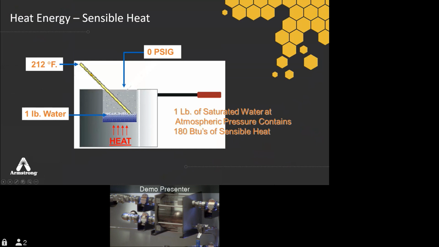Now, we have a simple pot of water in our slide and 1 pound of liquid in the pot. As we raise our temperature from 32 degrees Fahrenheit to 212 degrees, we've added 180 degrees Fahrenheit. And thus, by definition, we've added 180 BTUs of sensible heat. So at this point, I have a pot of hot water at 212 degrees. It's an open pot at 0 psig.